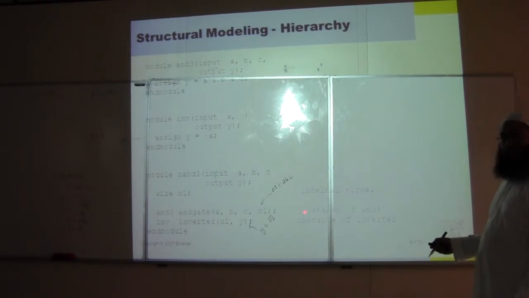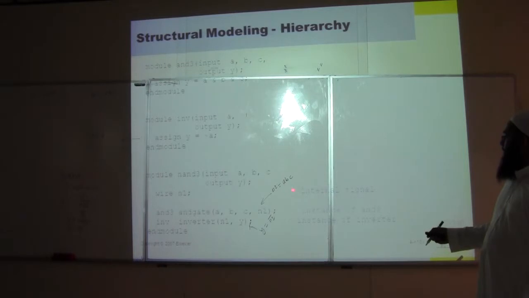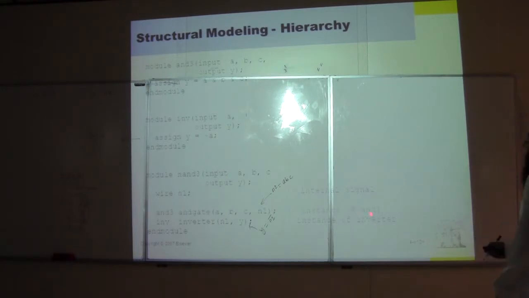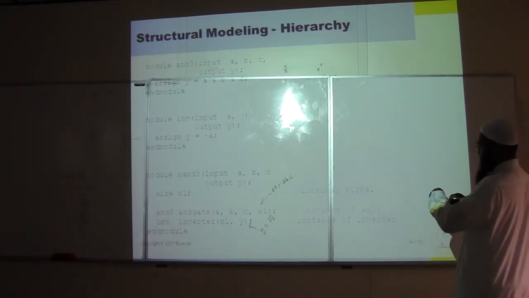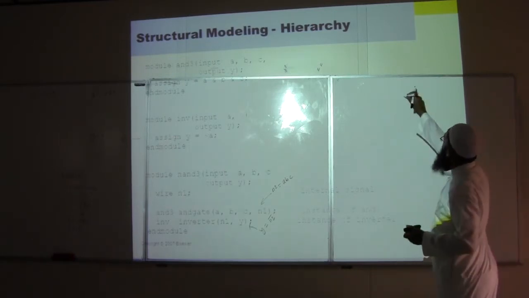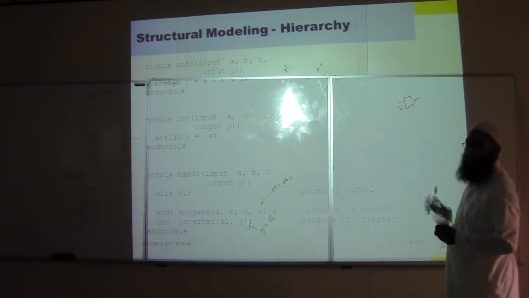You mean this part? This is comment. Say internal signal. This is internal signal. It is instance of N3, and this is instance of inverter. Do you understand instance? Instance means copy. Like you make a gate here. Suppose you make a gate here. I need a copy.